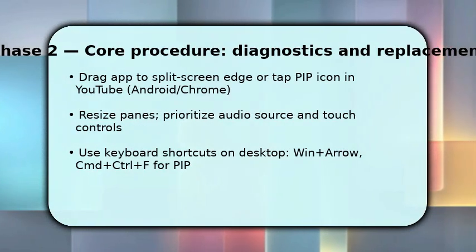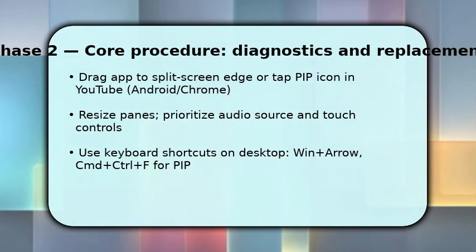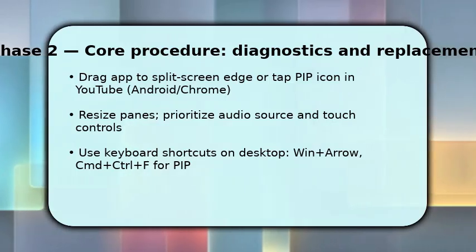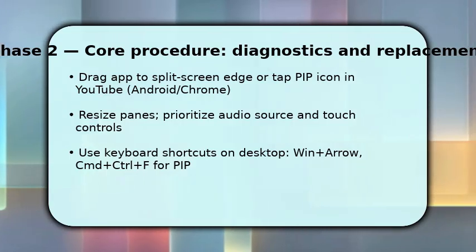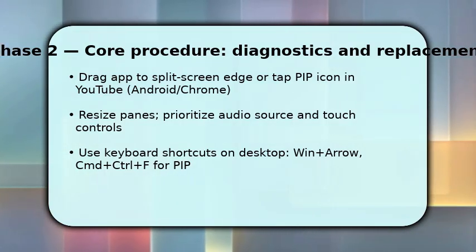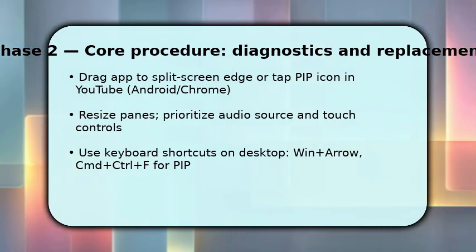Next, you activate the display mode that fits your workflow. On mobile, drag the other app to the screen edge or tap YouTube's picture-in-picture button. On desktop, snap windows using Win plus arrow or drag into a corner. Once arranged, resize panes so the app you interact with stays reachable.